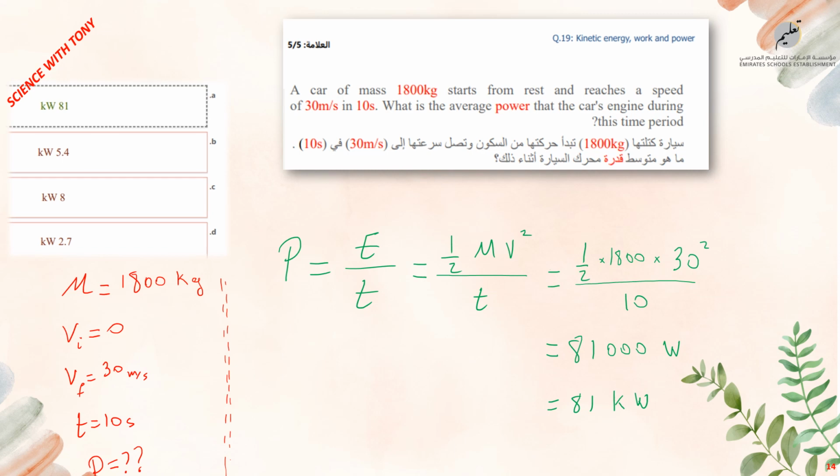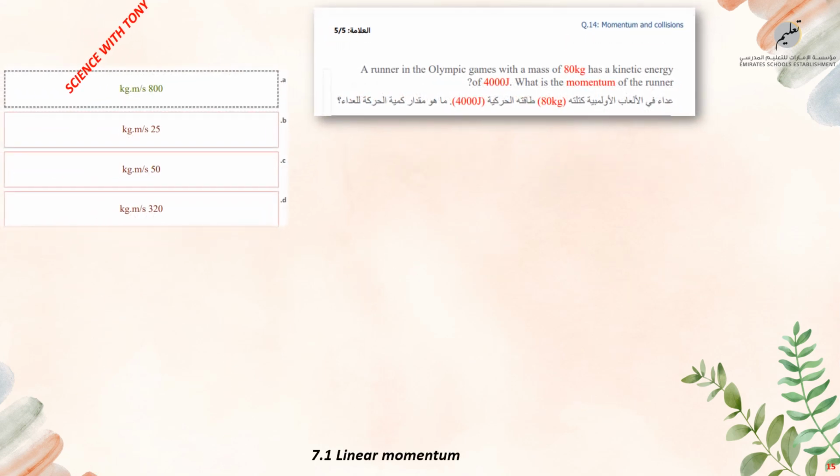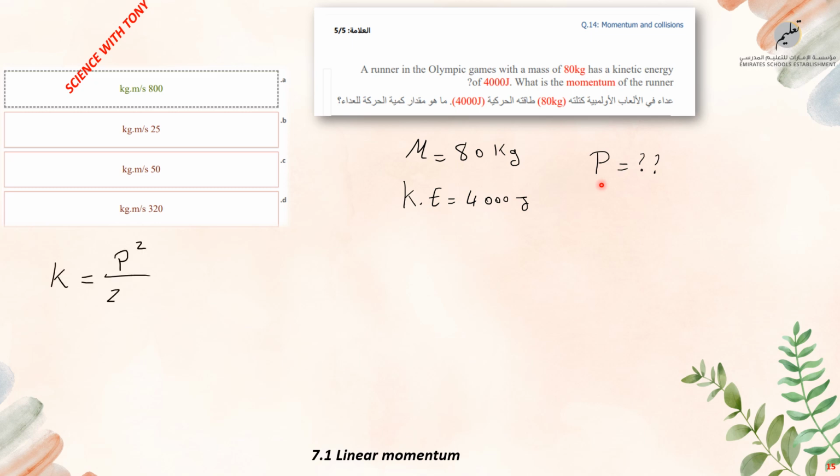We continue with question 14. A runner in the Olympic Games with a mass of 80 kg has a kinetic energy of 4,000 joules. What's the momentum of the runner? So this is the given, the mass and the kinetic energy of the player, and now we have to calculate the momentum. To calculate the momentum, you should go back to chapter 7, section 1, where there is a quick equation that connects these two parameters.